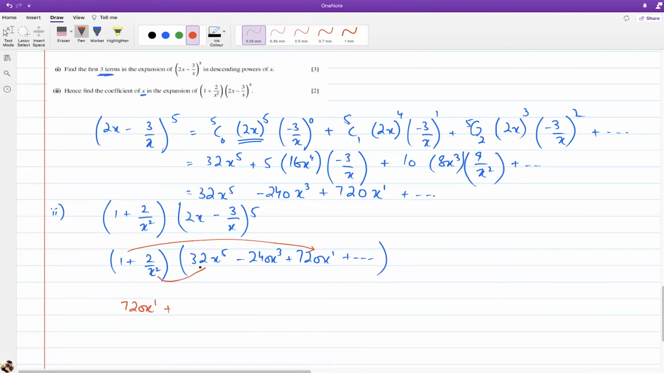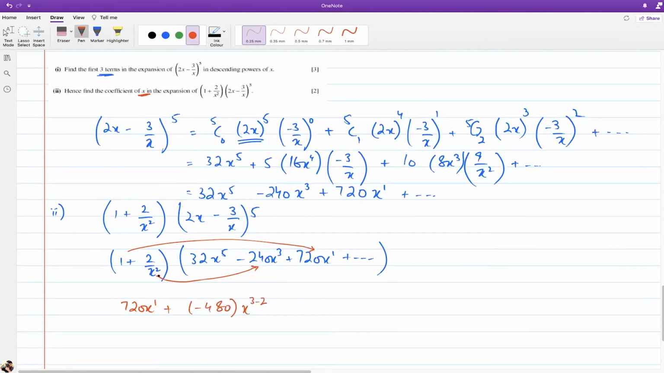Okay, when this multiplies with this, what do we get? Power 3. So we don't want that. When this multiplies with this, what power do we get? 1. So that is what we are looking for, because the question says find the coefficient of just x power 1. So हम इसको इससे multiply करते हैं. We'll get 2 times minus 240 is going to be minus 480 x to the power 3 minus 2.